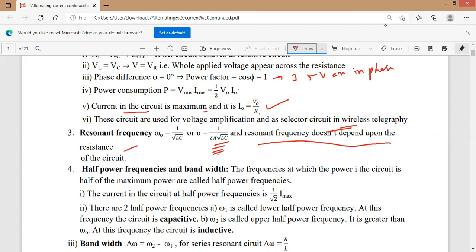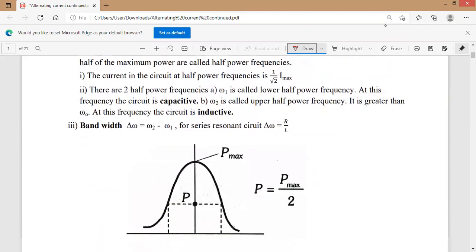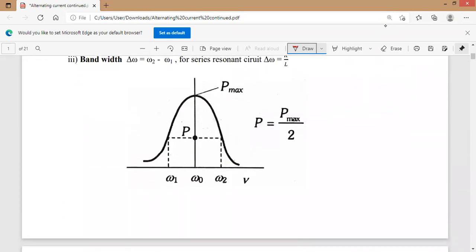Next, the half power frequency and bandwidth. Half power frequency means it is the frequency at which the power in the circuit is half of the maximum power. This is the maximum power, and this is the point where the power becomes P maximum by 2, and this corresponding frequency is called half power frequency.